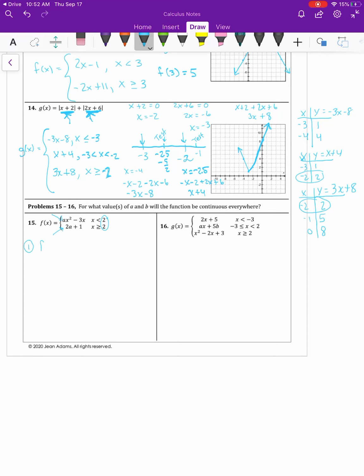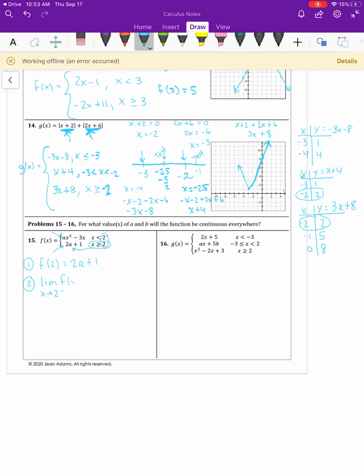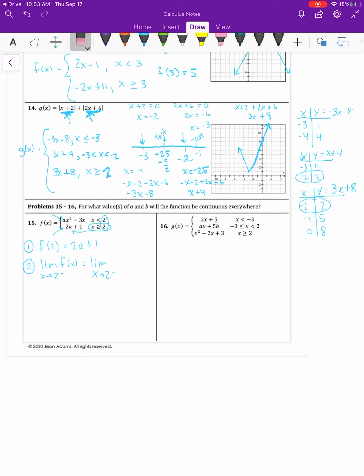So the first thing we're going to think about is, what is f of 2? Okay, well, that's where the equal to sign is, so I'm going to follow that, and I'm going to say, well, f of 2 is 2a plus 1. Then I'm going to say, well, what is the limit as x approaches 2 from the left for f of x? And you guys, oh my gosh, I'm doing the calculus version of this, because you really haven't done limits yet. So let's just erase that.